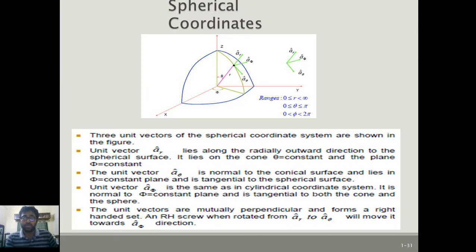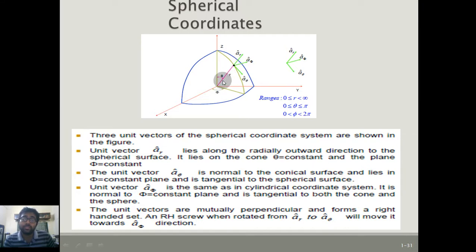Now in the case of the spherical coordinate system, the three unit vectors are shown in this figure. Unit vector a suffix r lies along the radially outward direction to the spherical surface. Suppose this is the spherical surface; if we consider a football, it's also a sphere. Now the a suffix r will go outward from that surface, and it lies on the cone where theta is equal to constant. It will go in this way.